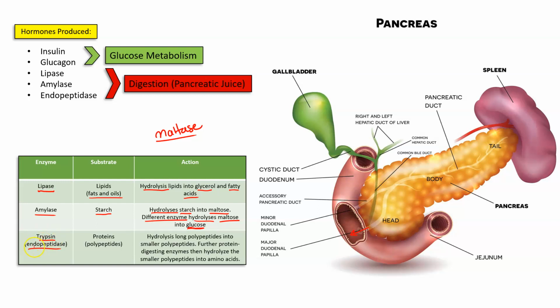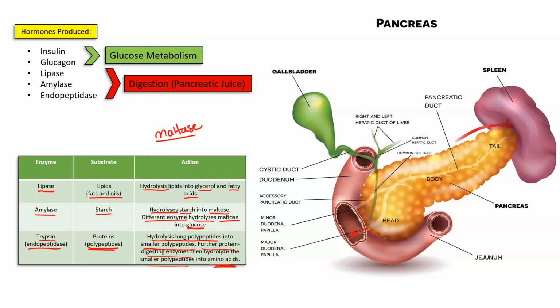Trypsin is an example of an endopeptidase, which is going to break down large polypeptides. Okay? These endopeptidase molecules or enzymes are going to break down really long polypeptides. Again, remember, polypeptide is another name for protein. And it's going to break these long, really big proteins into smaller proteins that are more manageable for further accessory enzymes to break down. Further protein digesting enzymes then hydrolyze the smaller polypeptides into individual amino acids.